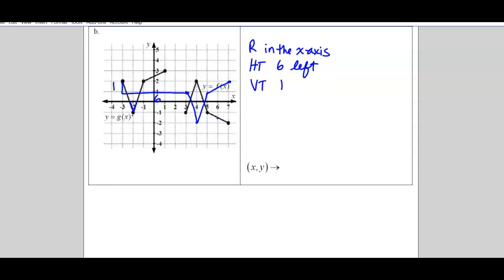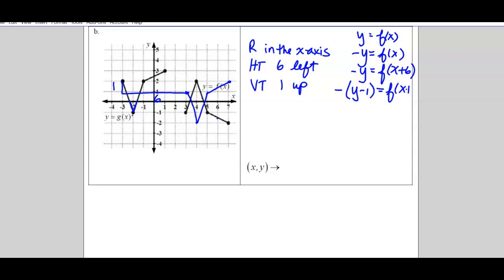Vertical translation 1 up. So starting with y equals f of x. Actually, I'm going to start above that. You have the space, and they match up. Reflection in the x-axis changes the sign of y. 6 left replaces x with x plus 6. 1 up replaces y with y minus 1 in brackets.